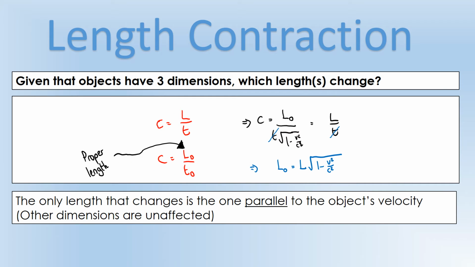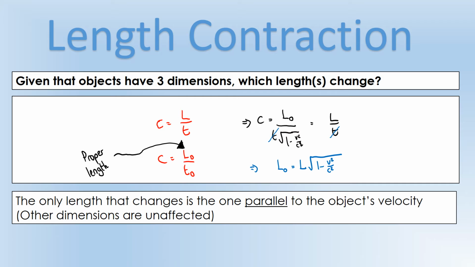I think a valid question is going, okay, so do all of the lengths change? Or does one length change? Which one is it if so? So the only length that changes is the one parallel to the object's velocity. In our example, it's going to be the one parallel to the motion of the train.